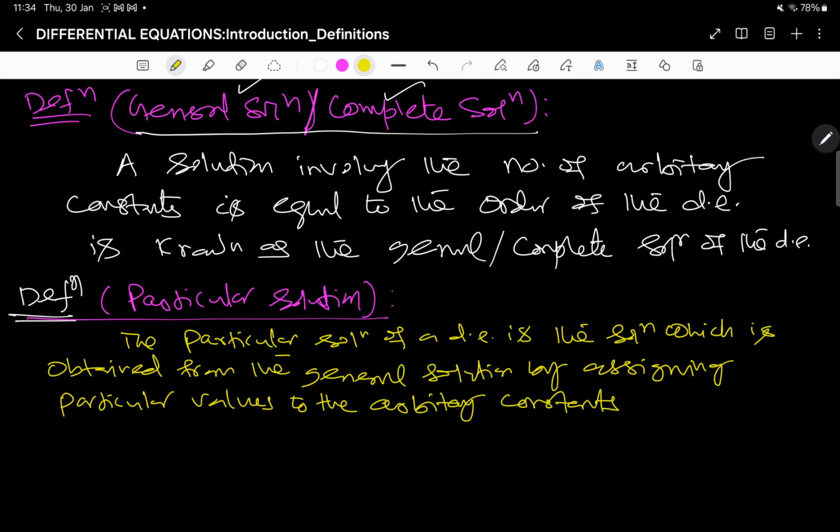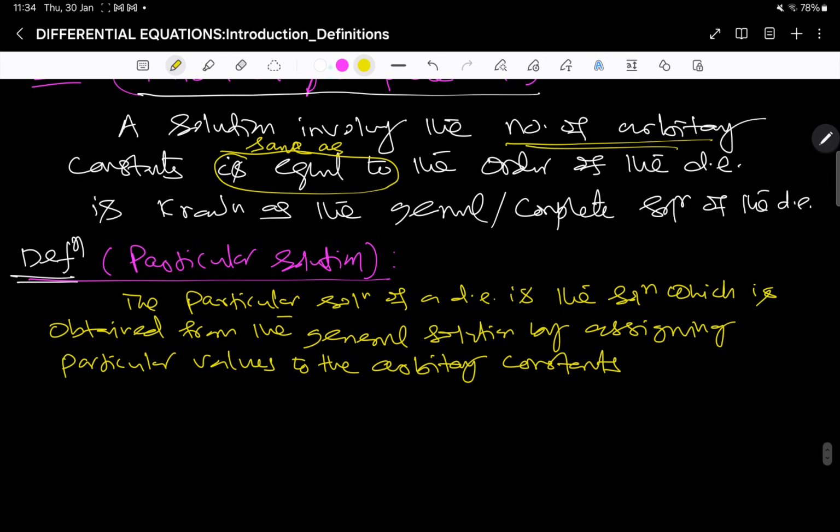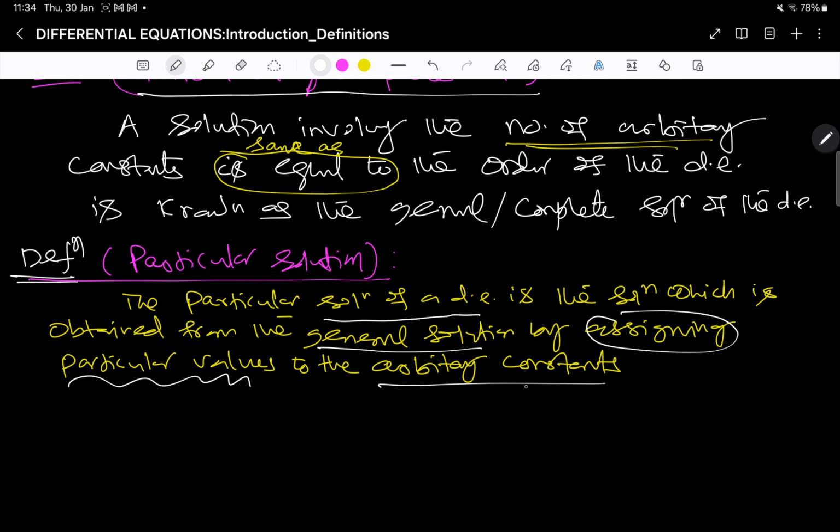So as you know, the general solution involves a number of arbitrary constants equal to the order of the equation. Now coming to the particular solution, if we are able to get particular values for these arbitrary constants, the definition is like this: the particular solution of a differential equation is the solution which is obtained from the general solution by assigning particular values to the arbitrary constants.